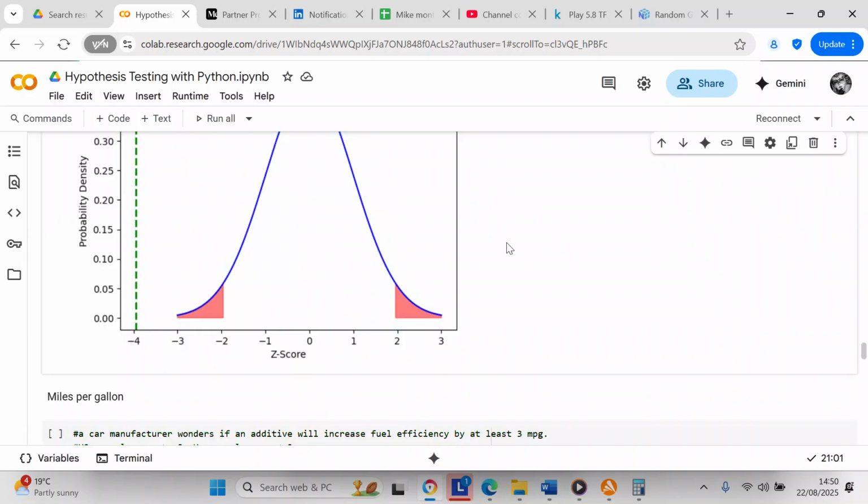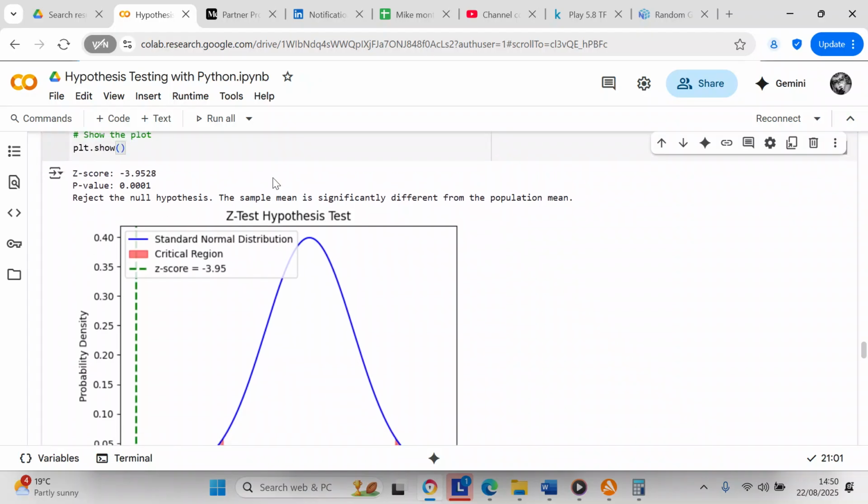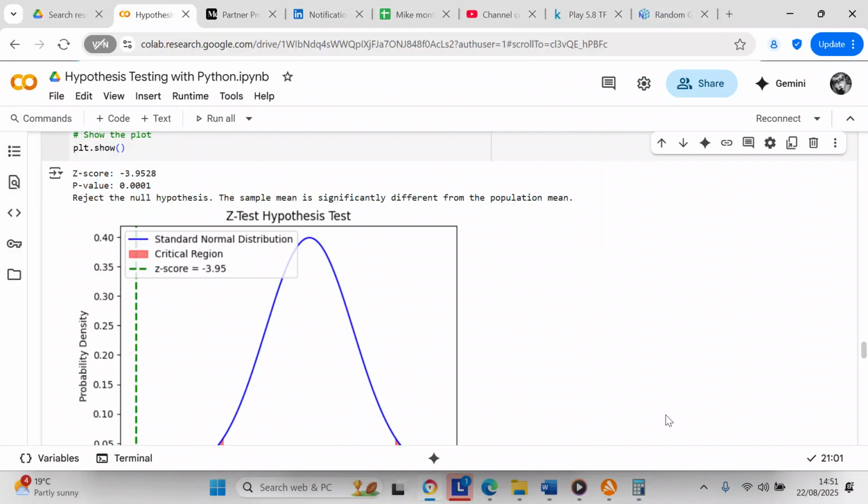Your z-score is negative 3.95, and I calculated it on my calculator and got -4, so it was close. What I calculated was close to what Python calculated, because Python used more digits to the right than I did. So the z-score is -3.95.